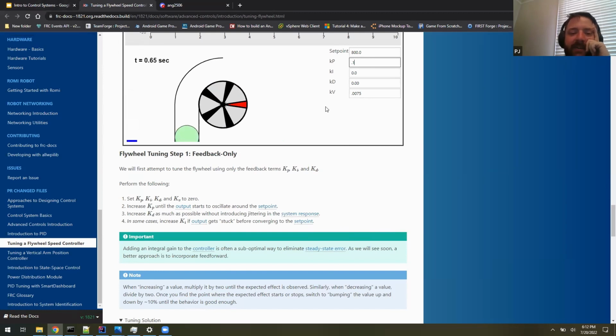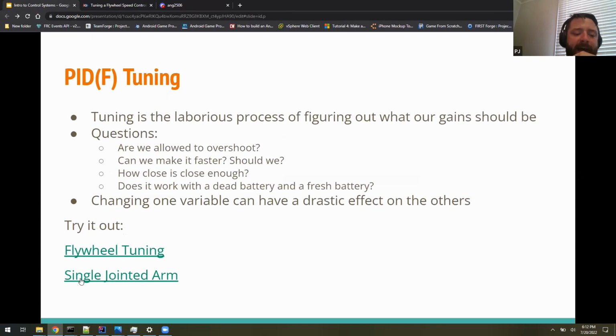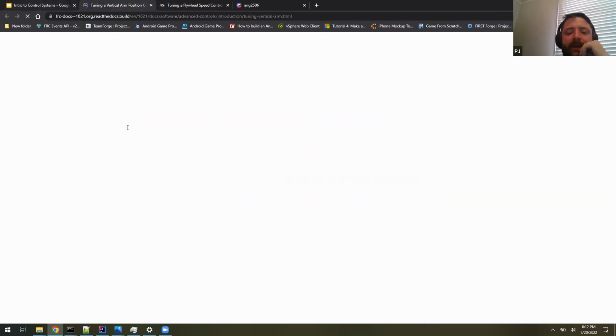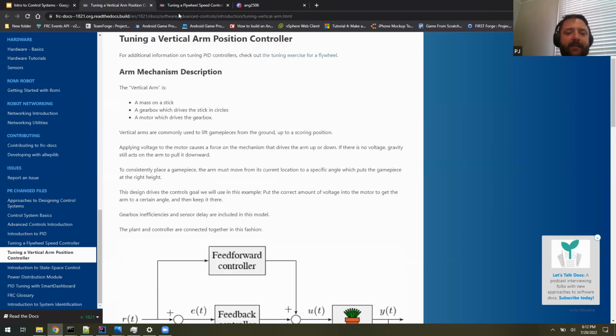Cool. So in general, velocity controllers are easier to tune than position controllers because your kF is taking up most of the work here. Now, my mortal enemy, if we want to do this one.